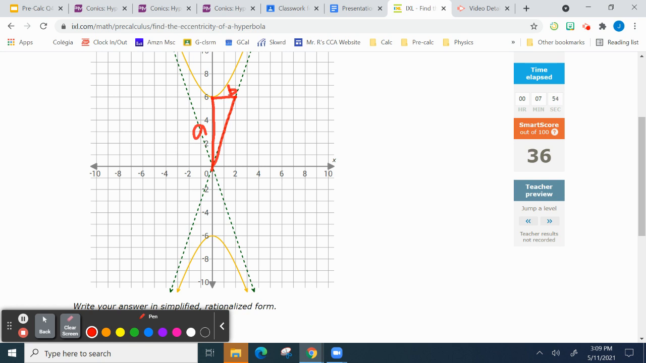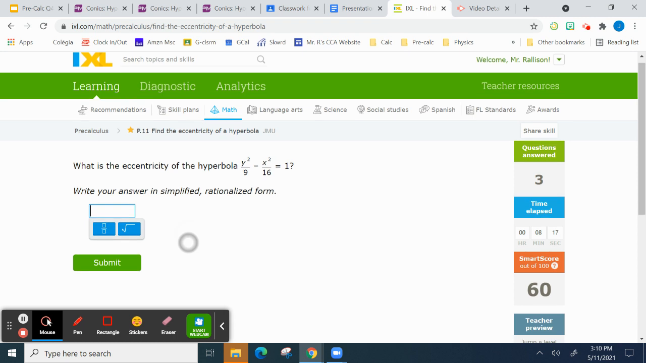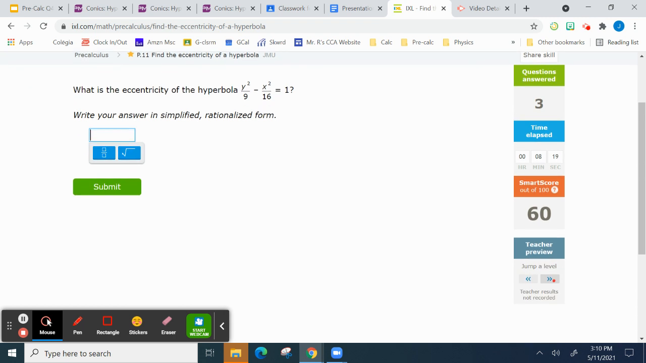Sometimes one will be bigger than the other, unlike the ellipse, where we just kind of looked for which one was bigger and made that the A. This one we don't at all. So that you can find the answer to that. I'm going to jump another level. All right, so now you just have to make the actual thing, right?